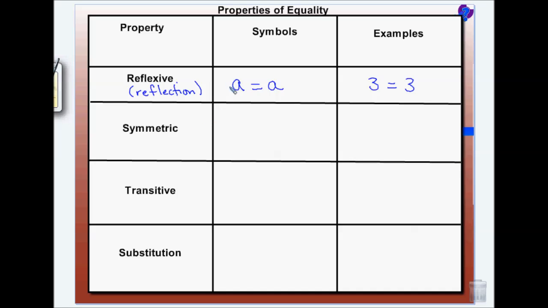Symmetric, it's a symmetry. So if A equals B, then B equals A. And notice these are not the same thing on either side, but they'll have the same value. So if 3 plus 1 equals 4, 4 would be the same as 3 plus 1. So symmetric and reflexive get confused sometimes, but with reflexive, it's the exact same on both sides. With symmetric, they don't look the same, but they have the same value.